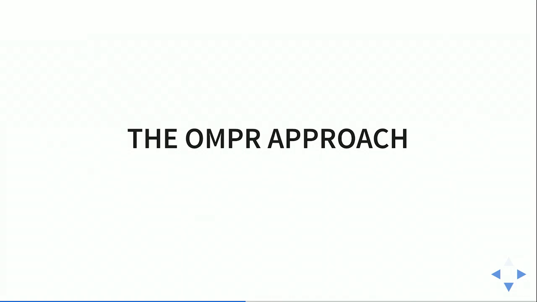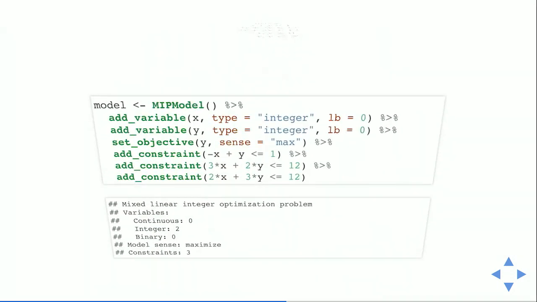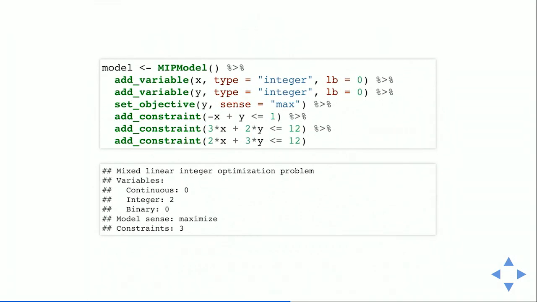And this is where the ompr package comes in. So this problem from before is formulated as this. Similar to a dplyr statement, you would start with an empty mixed integer programming model. You would add a variable x, type integer, lower bound 0, add a variable y, set the objective function, it's simply y, maximize it, and then you would add the constraints. And you can just simply write it down as normal equations, and the package will take this expression, multiply it around, put the constants to the right side, and does all that stuff for you.